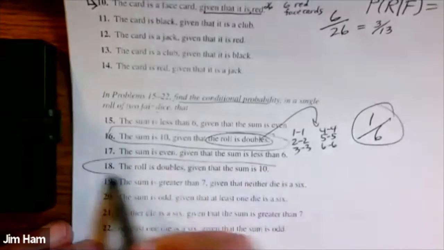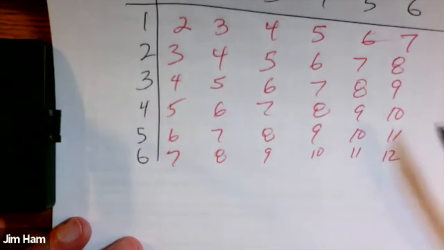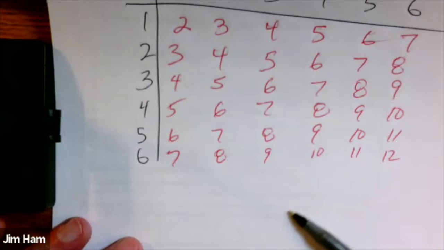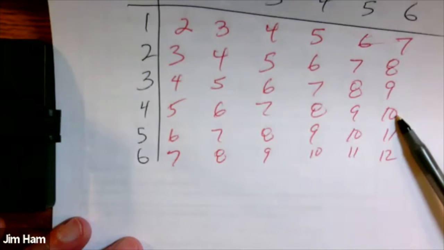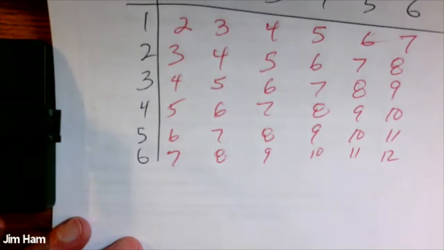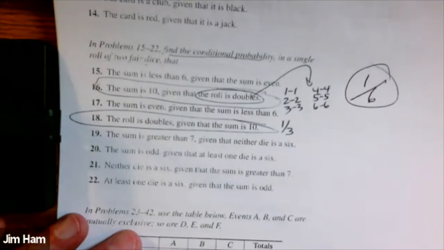Let's flip it around. Given that the sum is 10, how many different outcomes do we have where the sum is 10? And of those, how many are doubles? That one is 4-6, 5-5, 6-4. 3 different ways that we can get a 10. How many of those are doubles? 1 of them, just the 5-5. So of the 3 ways that we can get a 10, the only one that's a double is the 5-5. The other 2 are not doubles. 6-4, 4-6, not doubles.